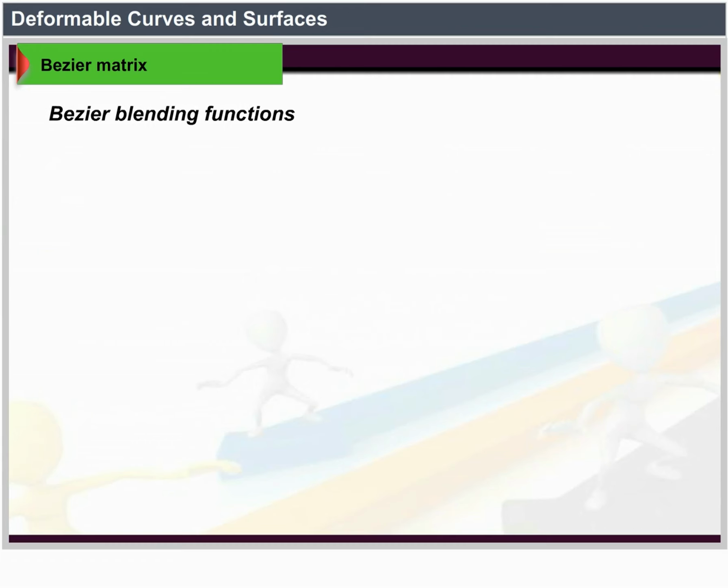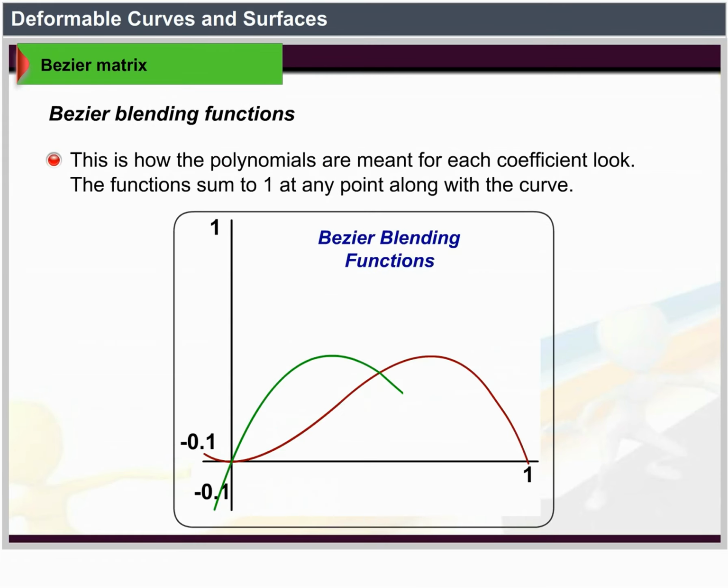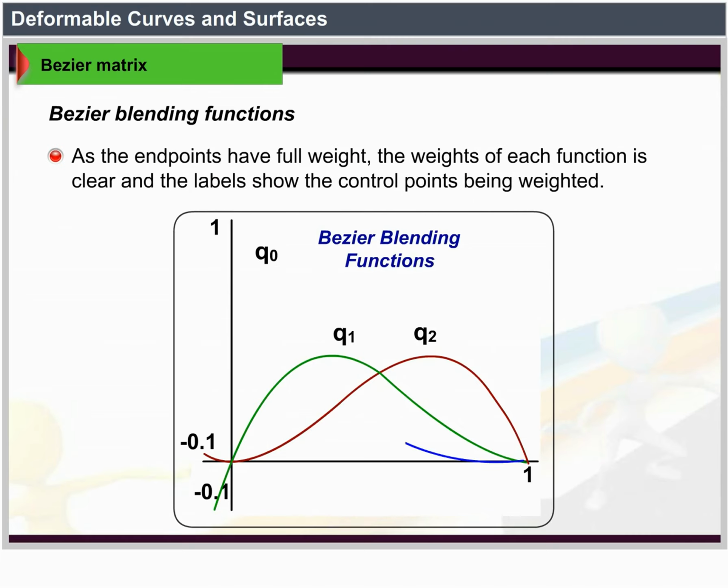Bézier blending functions. This is how the polynomials for each coefficient look. The functions sum to 1 at any point along the curve. N points have full weight. The weights of each function are clear, and labels show the control points being weighted.